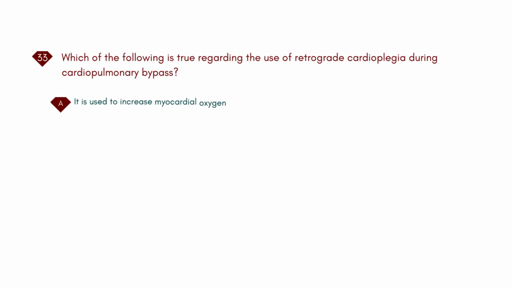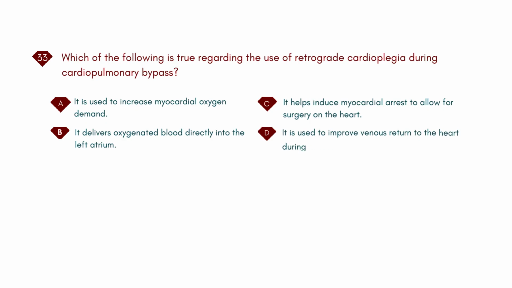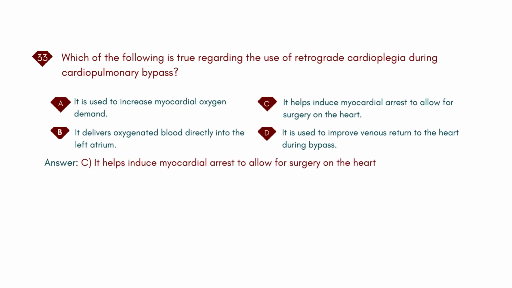A. It is used to increase myocardial oxygen demand. B. It delivers oxygenated blood directly into the left atrium. C. It helps induce myocardial arrest to allow for surgery on the heart. D. It is used to improve venous return to the heart during bypass. Answer: C. It helps induce myocardial arrest to allow for surgery on the heart.